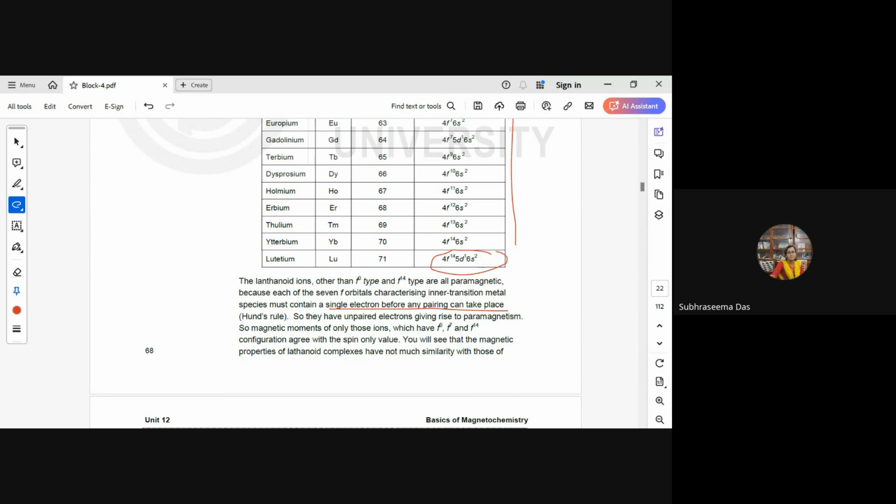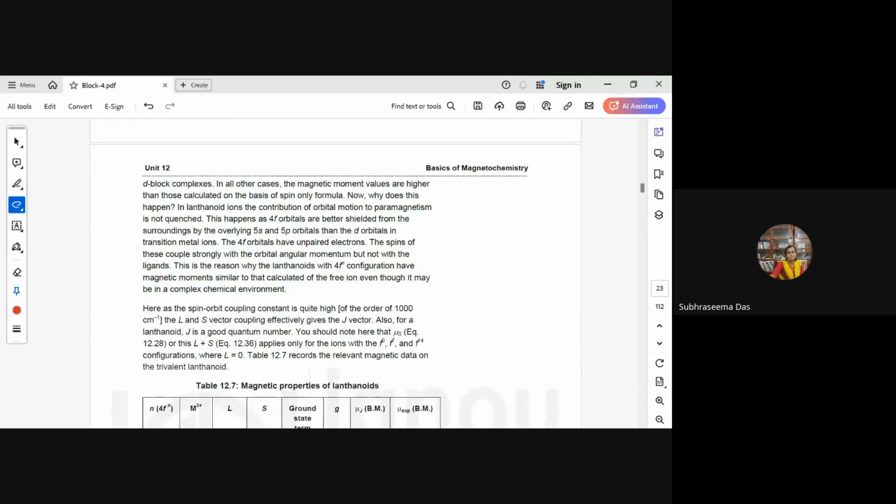The magnetic moments of only those ions, that is f0, f7, and f14, agree with the spin only value. In all other cases, the magnetic moments are higher than those calculated. So in lanthanoid ions, the contribution of orbital motion cannot be ignored. The 4f orbitals are well shielded by the 5s and 5p orbitals, and the 4f orbitals have unpaired electrons. As a result, both contributions need to be added up, and that is why the magnetic moment values are much higher than those calculated using only the value of mu s.